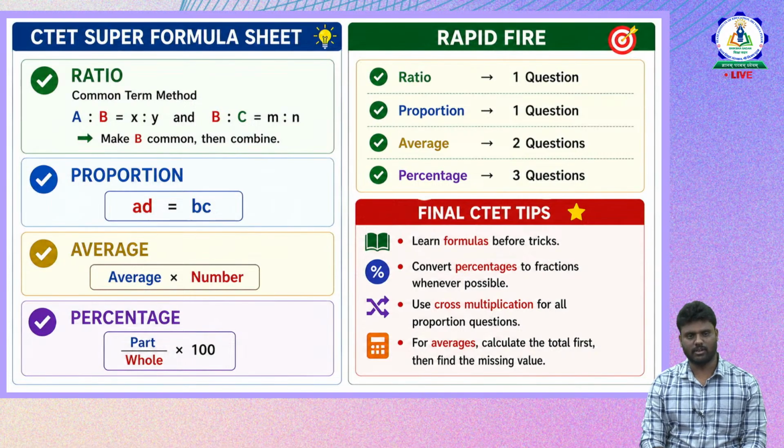We have also seen that when 4 numbers are given, how we can make them into a proportion, and what number we need to subtract to make it a proportion. We also saw the concept of the average, and some problems based on percentage. These are the shortcuts and formulas.